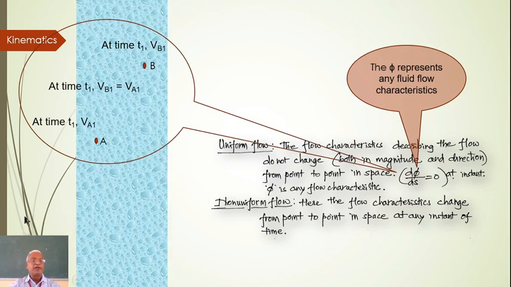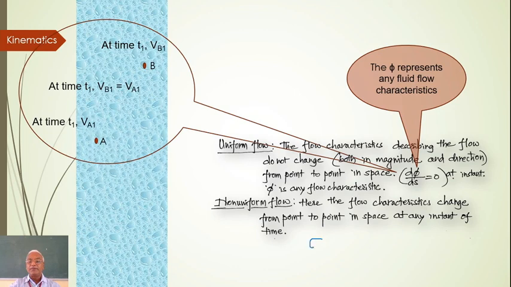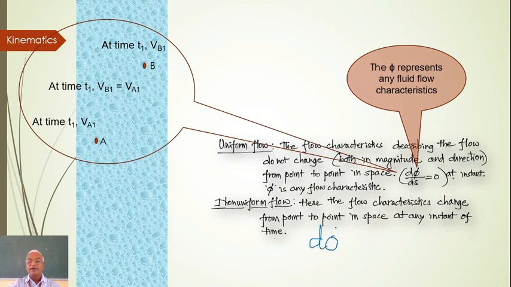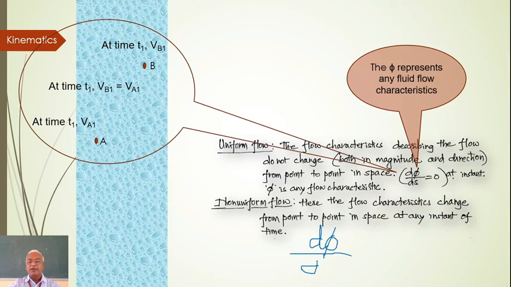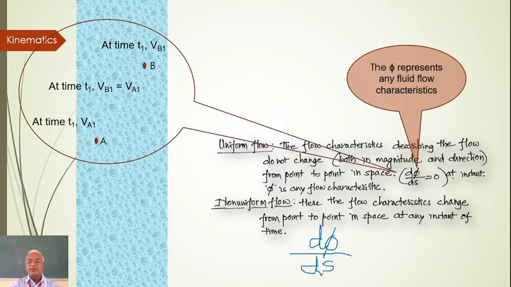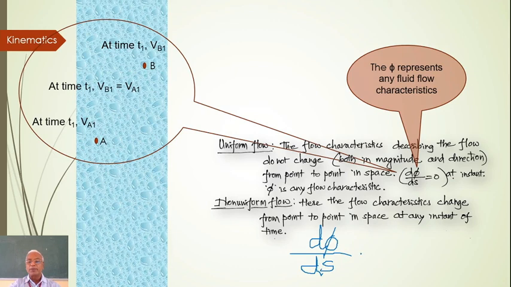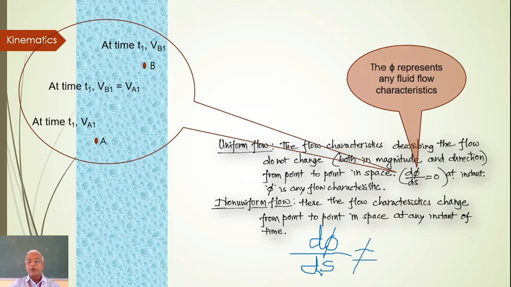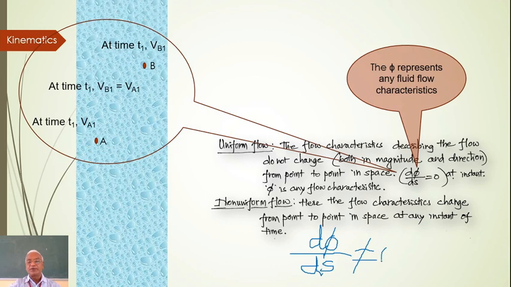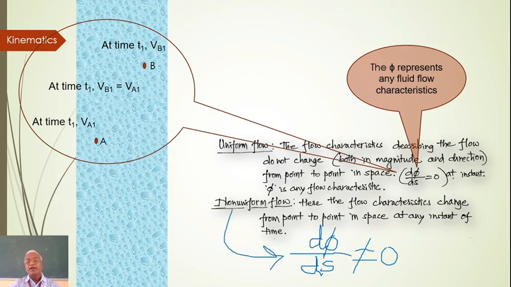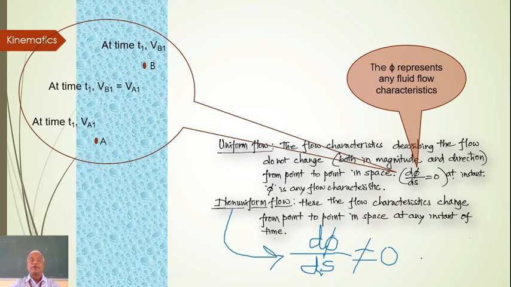Now for this we can write d phi by ds, which means fluid flow characteristics change with respect to space is not equal to 0, in the sense there is a change, right? If the change is 0, in the sense there is no change. Here the change is non-zero, in the sense there is a change. So non-uniform flow is represented by d phi by ds is not equal to 0. So uniform flow is d phi by ds is equal to 0.